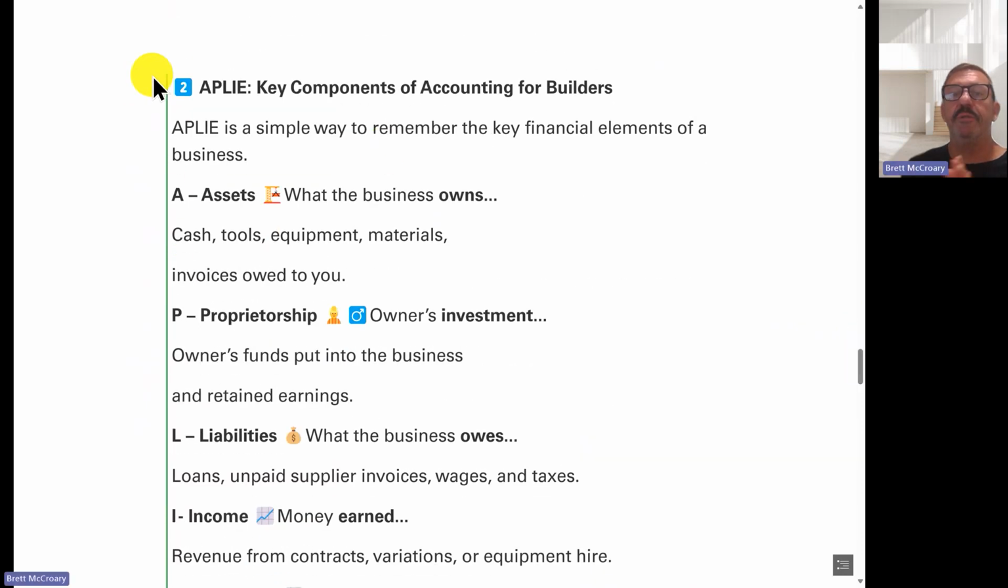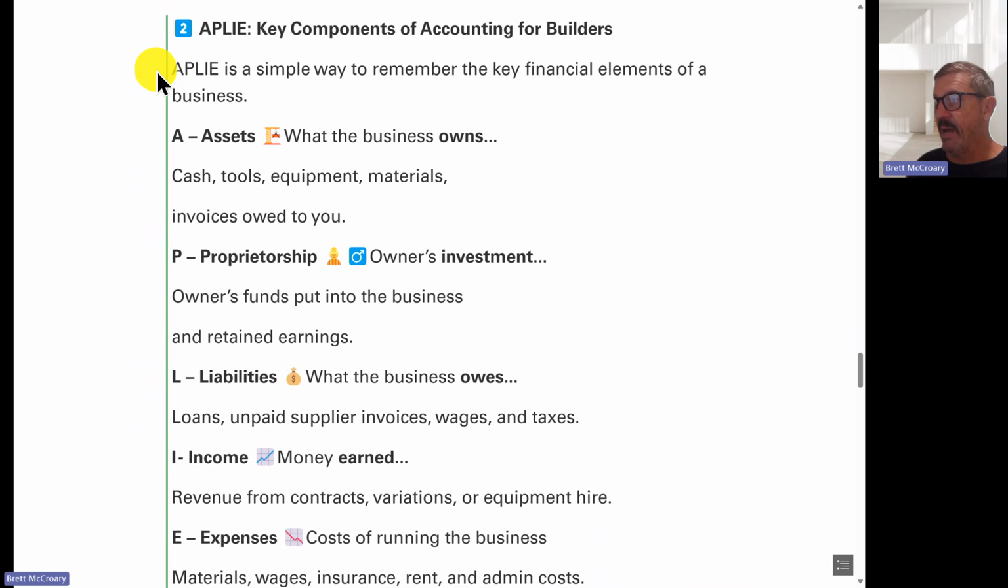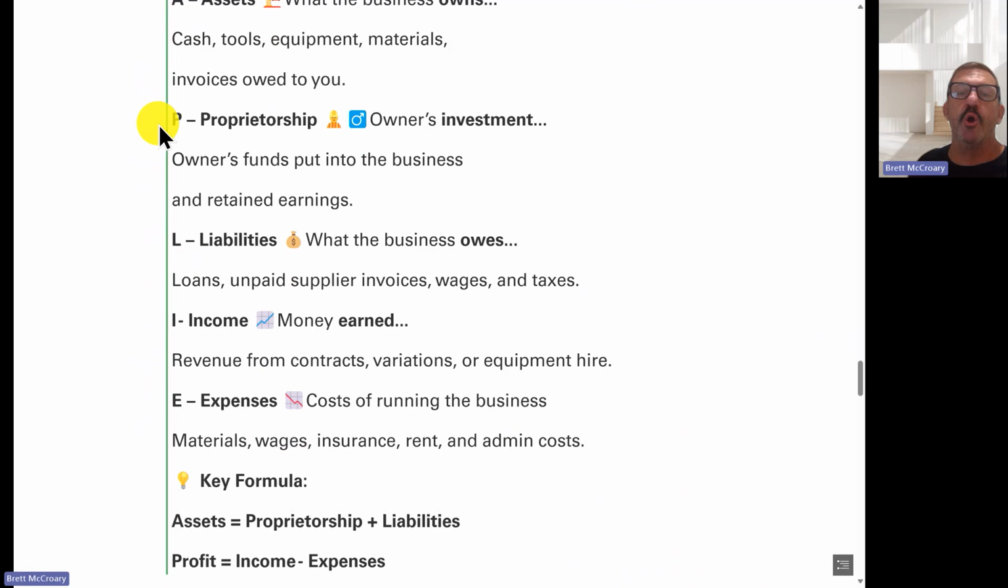All right. Okay, we discussed the acronym. The key components of accounting for builders, it's a simple way to remember the key financial elements for a business. So assets, proprietorship, liabilities, income, and expenses. Your assets, what the business owns: your cash, tools, equipment, materials, invoices owed to you. Proprietorship, that's your owner's investment. So that's owner's funds into the business and retained earnings from that. Okay, that's your proprietorship.